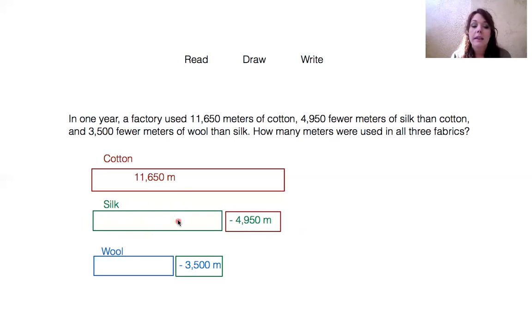And then what we are left with will be silk, or green, okay? And then for wool, minus 3,500 meters. Again, it's important to have those conversations so our students know we're not saying 3,500 is what we're left with. We're saying that's how many we need to take out of our whole. That's part of our whole. Okay, so this might be my drawing. This might be the tape diagram.